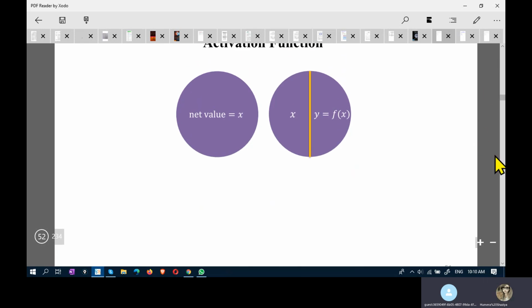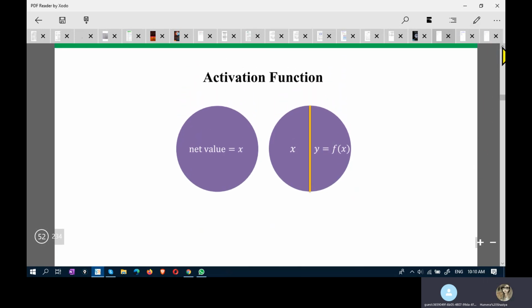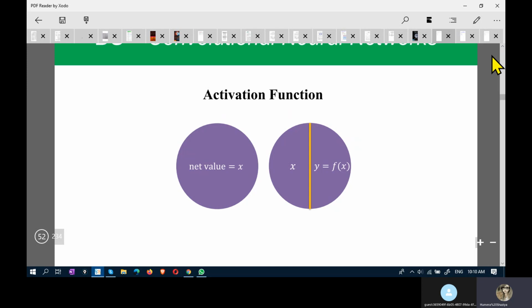So today's class is about the continuation of CNNs. CNNs, if you recall, stand for convolutional neural networks or ConvNets, are the type of neural networks optimized to work with images.